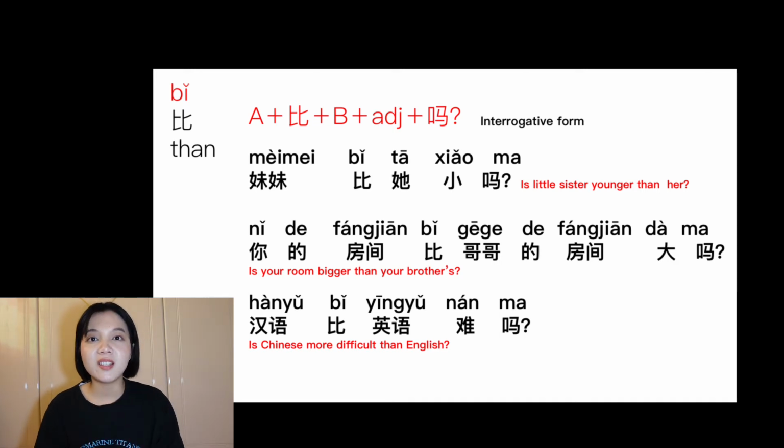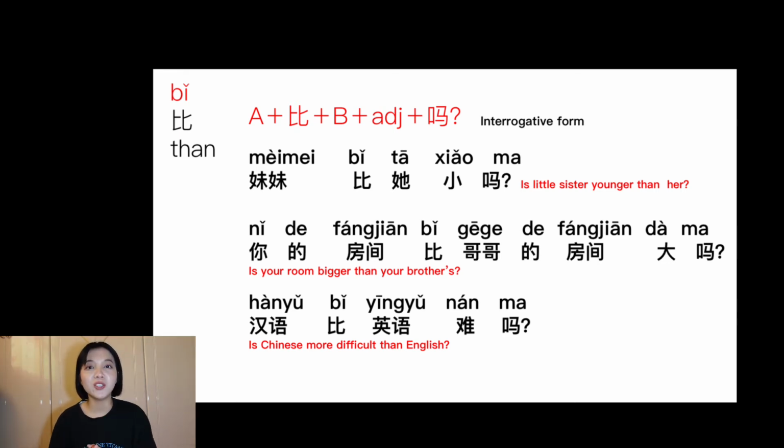Okay, let's try it again. Is little sister younger than her? 妹妹比她小吗？And is your room bigger than your brother's? 你的房间比哥哥的房间大吗？And is Chinese more difficult than English? 汉语比英语难吗？If yes, you can say 是的.